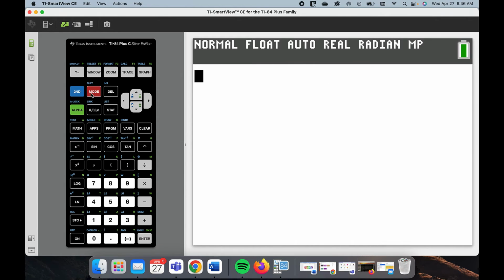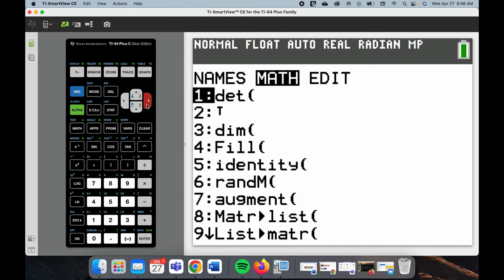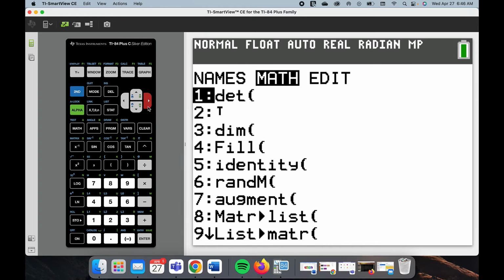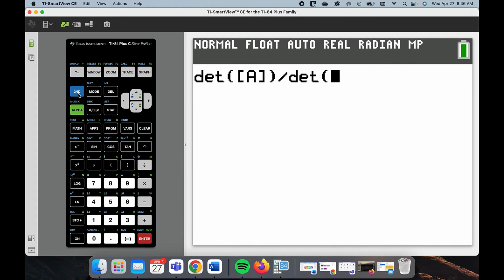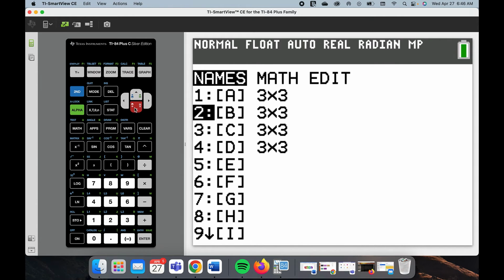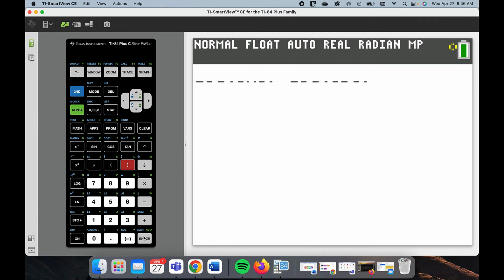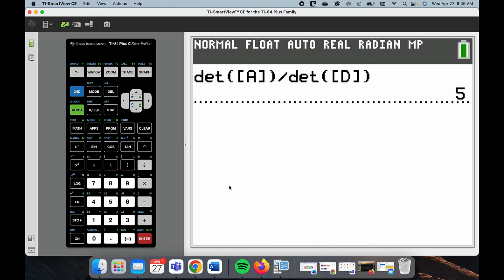Okay, so I'm going to go back to my main screen. And second matrix, math. So I'm going to take the determinant of matrix A, close my parenthesis, and I'm going to divide that by the determinant of matrix D. Hit enter. You get x equals 5.